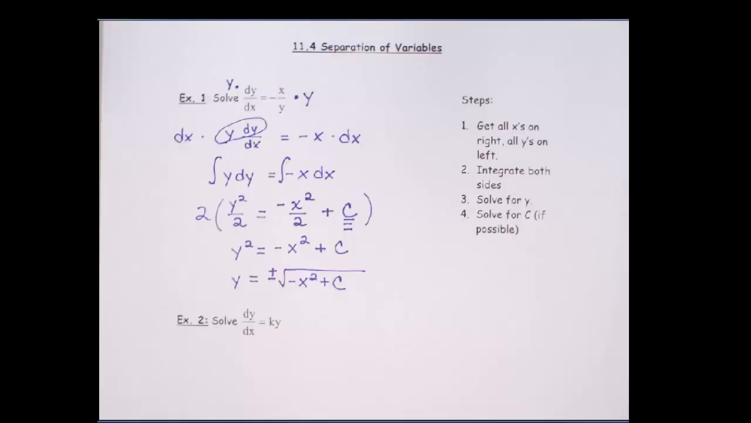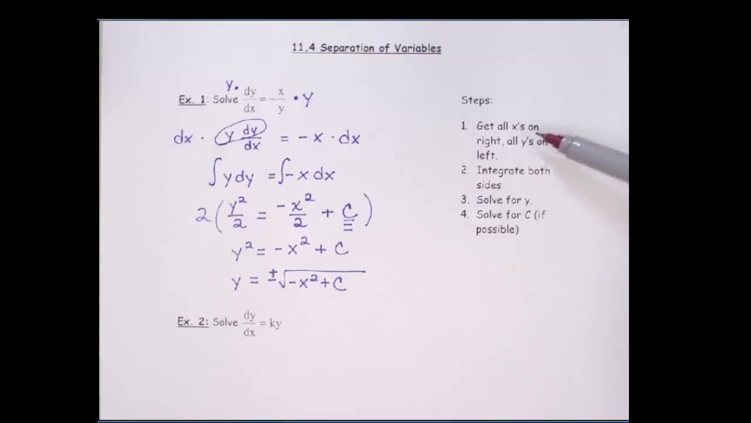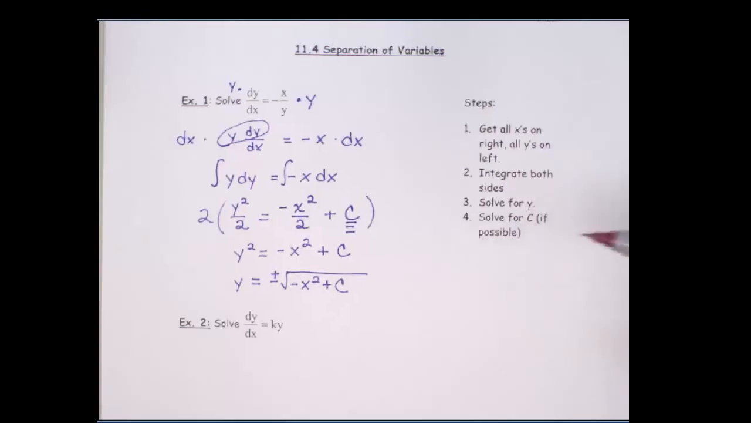So again, the idea is to get one variable with its matching d whatever on one side of the equation and the other variable with its matching d on the other side of the equation. And if you notice, we got a few steps right here. Get all the x's on the right, all the y's on the left. It doesn't necessarily have to be the right and the left. Integrate both sides, solve for y, and solve for c if possible. In example 1 and 2, we're not going to be able to do step 4, but we'll get into how to solve for c in a few more examples.